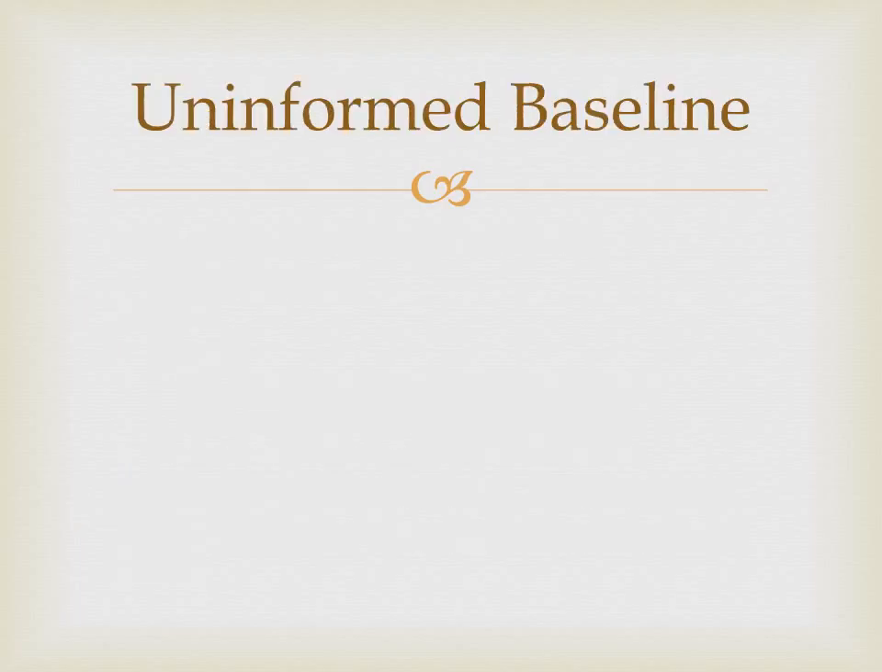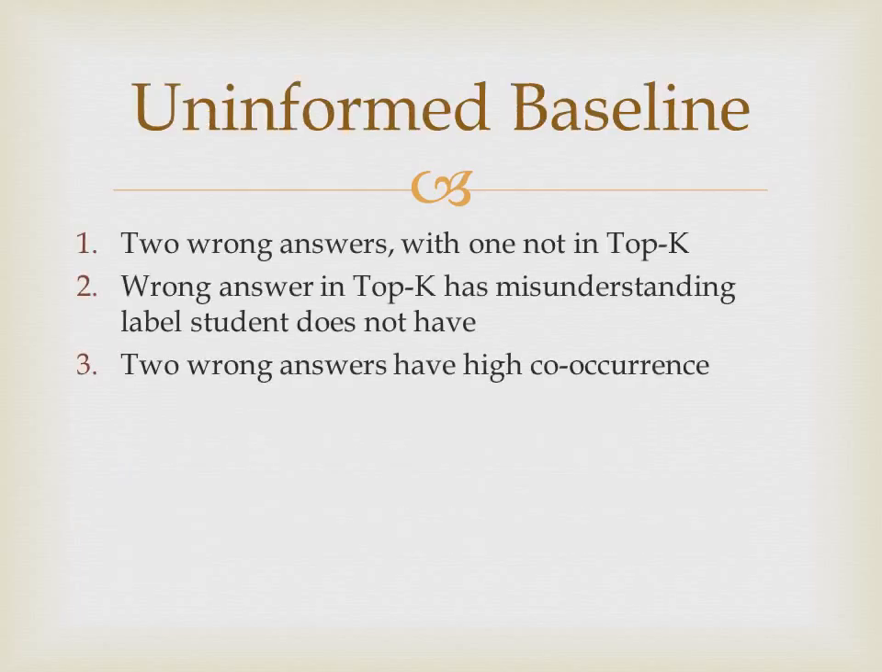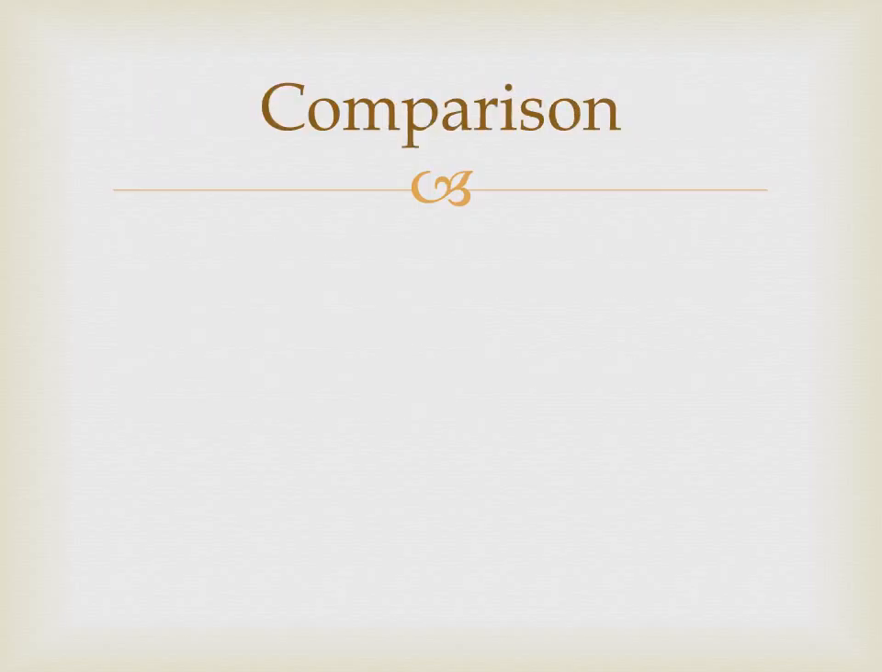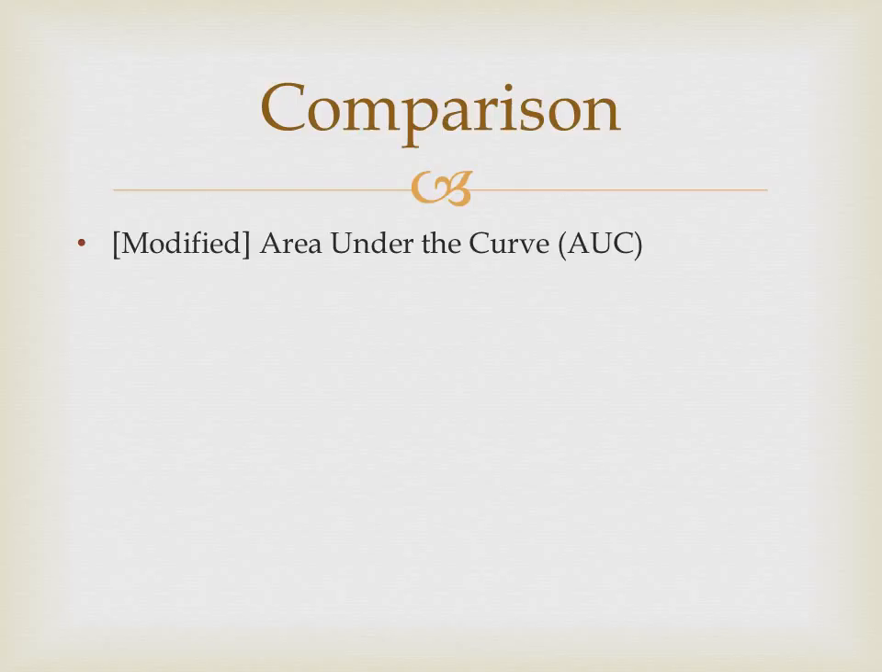To create our uninformed baseline, we simply took the original propagation conditions and replaced the third with probability p. This allowed us to simply flip a biased coin rather than take into account co-occurrence. To compare the different metrics to the baseline, we used the area under the curve.